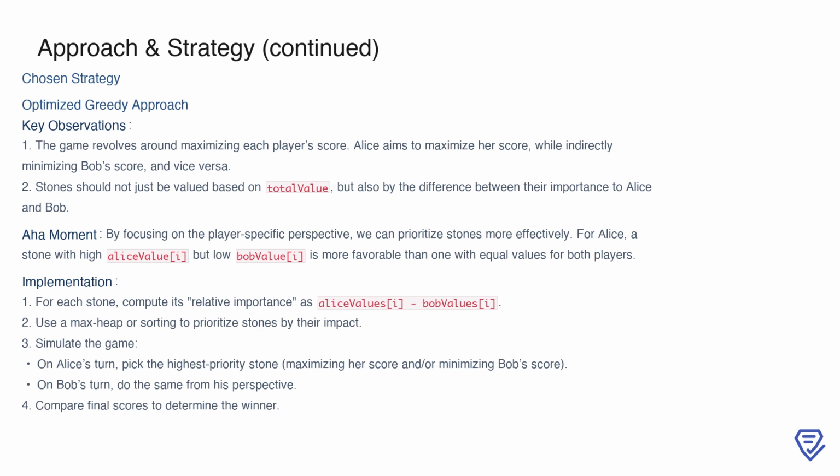To implement this, we calculate the relative importance of each stone as aliceValues[i] - bobValues[i]. Using this metric, we can prioritize stones using either a max heap or by sorting them in descending order of relative importance. During the game, Alice picks the stone with the highest priority on her turn, maximizing her score while minimizing Bob's potential gain, and Bob does the same on his turn. This method ensures that each player's choices are strategically aligned with their goal of maximizing their advantage. At the end of the simulation, the final scores are compared to determine the winner.